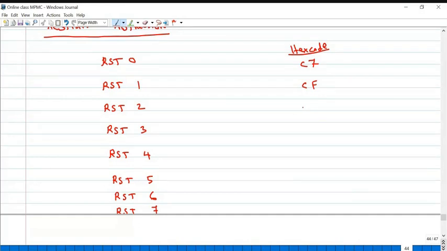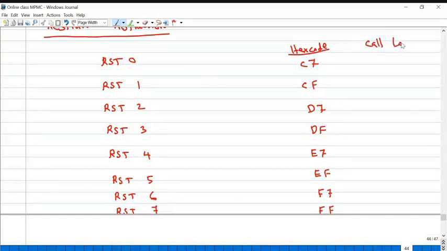With the continuation of this topic, I'm going to explain some important circuit diagrams. For that, you need to know the hex code for this instruction. RST 2 is D7, and then DF, E7 and then EF. Okay? It's very simple. F7 and then FF. So this is the hex code for the corresponding restart instruction.